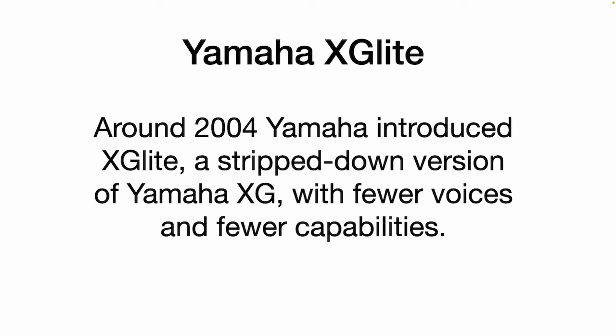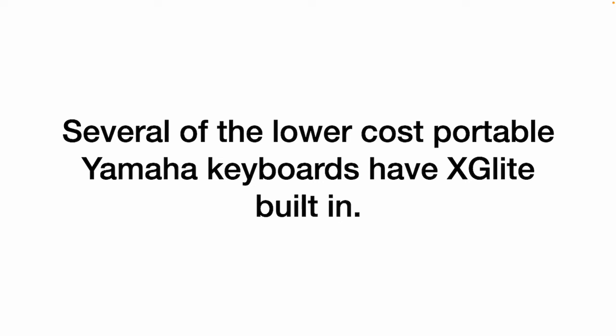Yamaha XGlite. Somewhere around 2004, Yamaha introduced XGlite, a stripped down version of Yamaha XG with fewer voices and fewer capabilities. And why did they do this? Because they wanted to make less costly keyboards, and one way to do that was to reduce the cost of the chipsets on the motherboard. So XGlite came out. And several of the lower cost portable Yamaha keyboards have XGlite built into them. Now, some of the keyboards that Yamaha makes don't have MIDI at all. But those that do have MIDI, the lower priced ones, such as the E463, have XGlite chips built into them, so that a piano on my keyboard sounds just like the piano on your keyboard if we're both playing the same MIDI file.